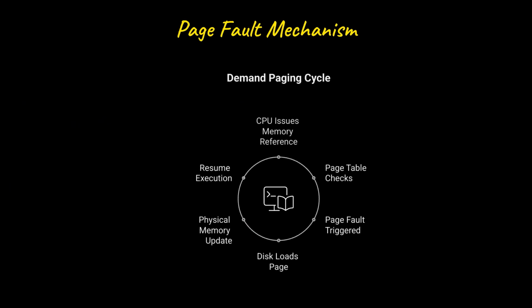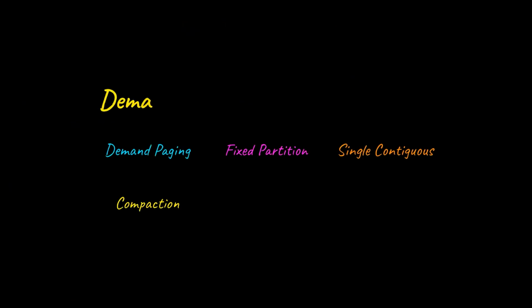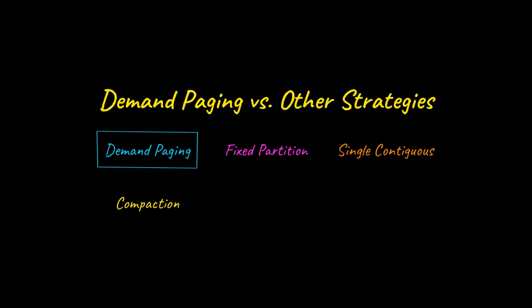When the processor references a page not yet in memory, a page fault fires. The operating system fetches that page from disk, places it in a free frame, updates its page table, and resumes execution, all transparent to the program. It helps to contrast demand paging with the alternatives. Fixed partition and single contiguous loading both place an entire program into memory before execution begins.